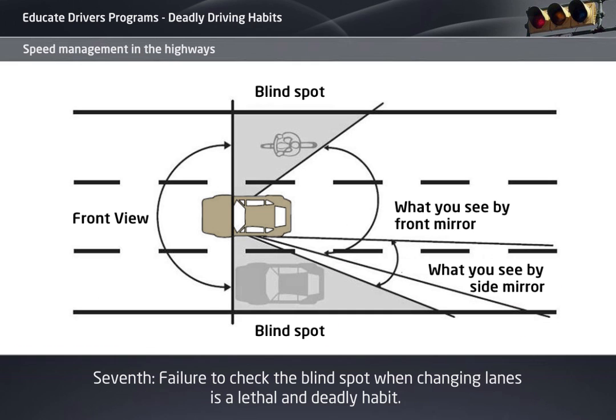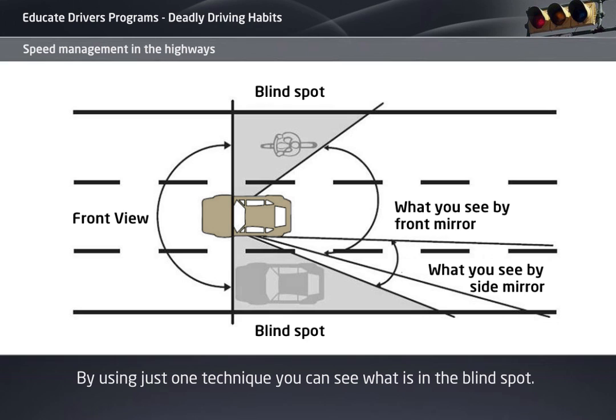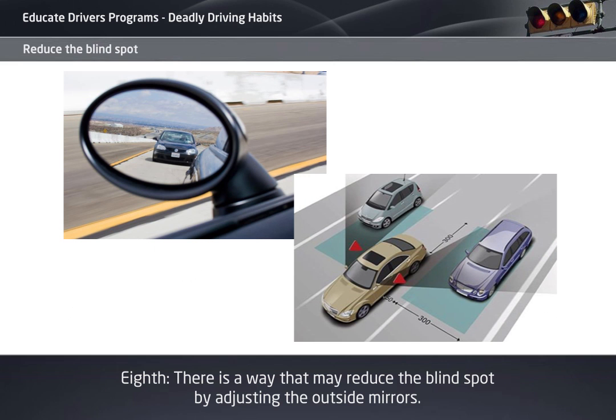Seventh, failure to check the blind spot when changing lanes is a lethal and deadly habit. You cannot see vehicles in the blind spot, even when looking in the side and rear view mirrors. By using just one technique, you can see what is in the blind spot. Simply glance over your left or right shoulder depending on need. Eighth, there is a way that may reduce the blind spot by adjusting the outside mirrors.